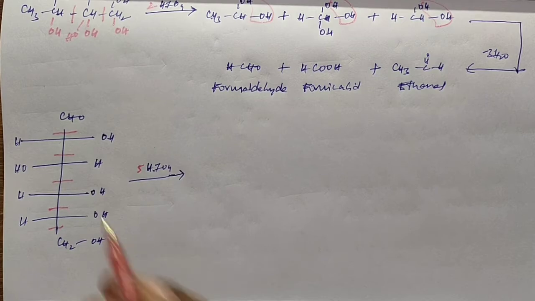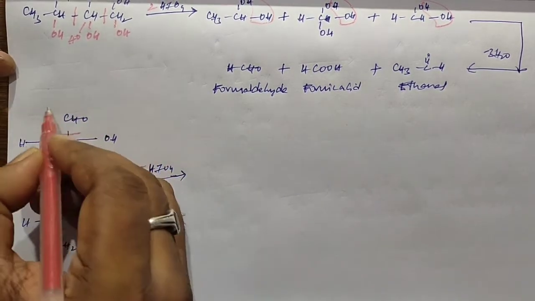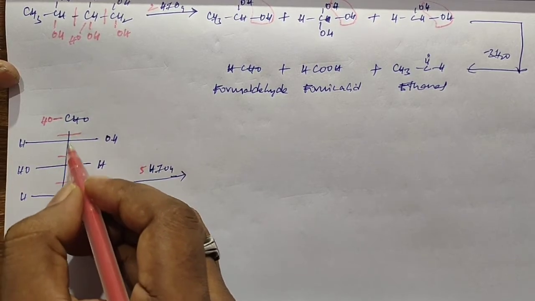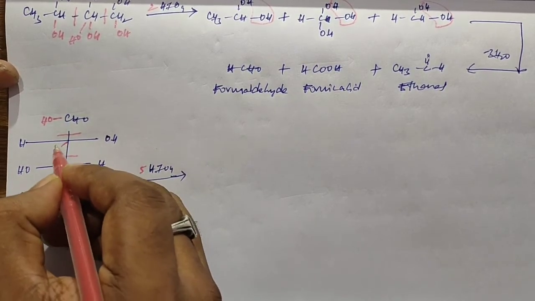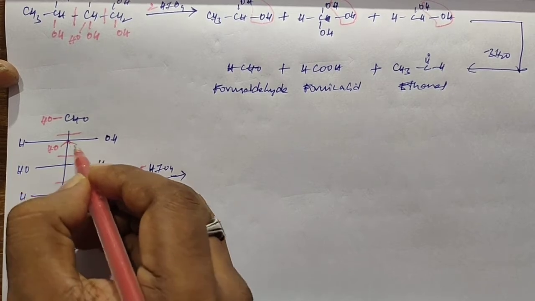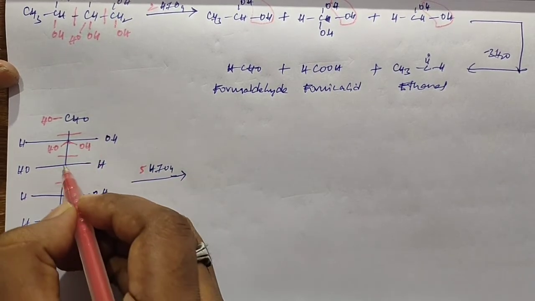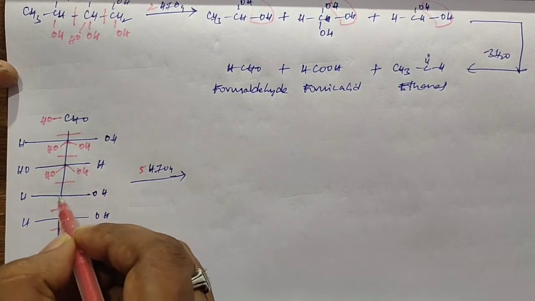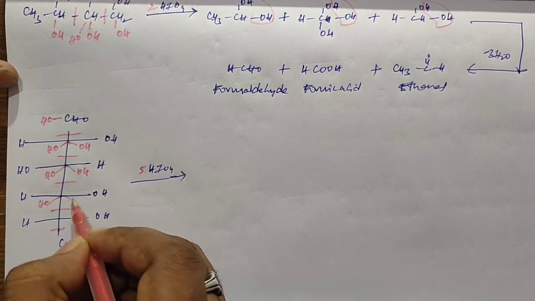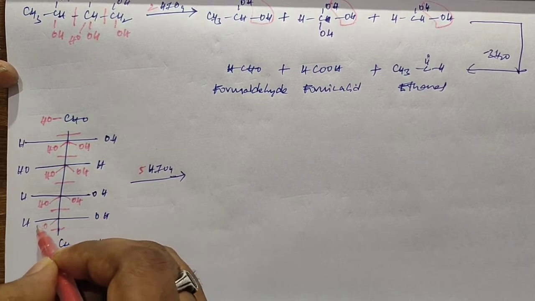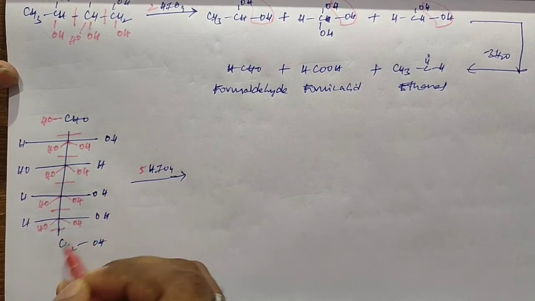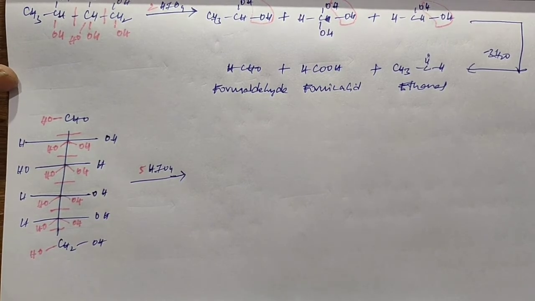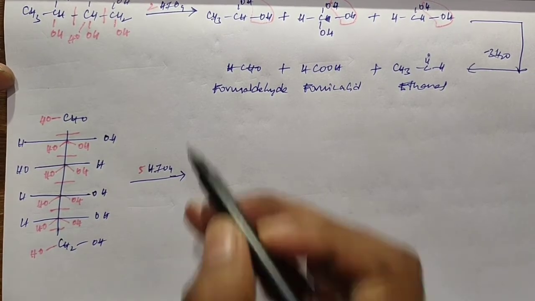So after breakdown, say this carbon lost 1 valency, it is satisfied by 1 OH group. So for this carbon 2 valencies can be lost, so we need to satisfy by adding 2 OH groups. So for this carbon also we need to add the 2 OH groups, this carbon also, and this one also. For this one only 1 valency can be lost, so we need to add 1 OH group.